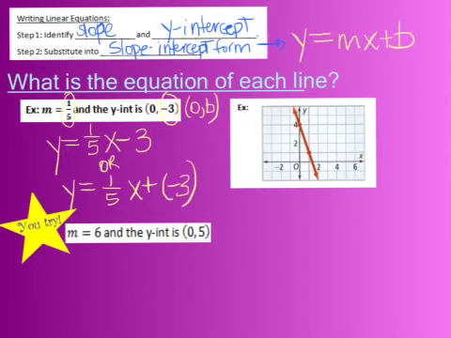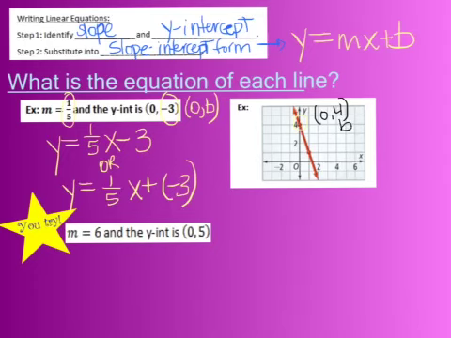Look at our other example. We have a picture of a graph here. So first we need to identify our slope and our y-intercept. Well, the y-intercept's pretty easy to identify because here's our y-axis. We just have to identify where the graph crosses that y-axis. And we can see that it crosses it right here at this point, at 4. So this point here is at point 0, 4. So our b is 4.